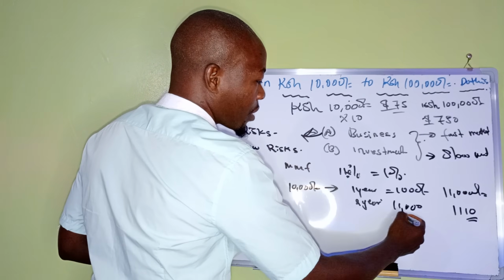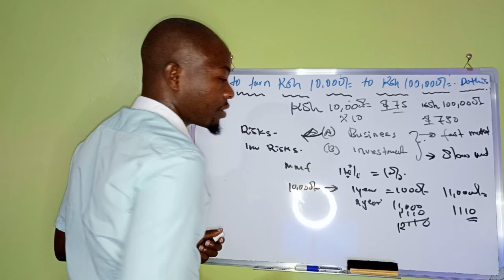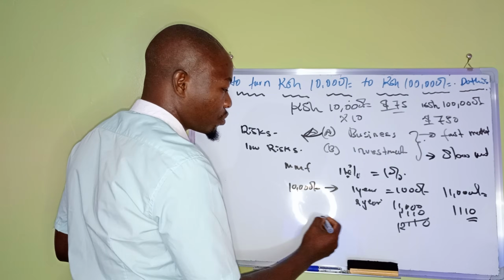Okay. Now, meaning in year two, you'll have yourself the 11,000, all right? 11,000 minus 1,110, meaning you'll have what? You'll have this amount of money. Okay, now, that is year two. You go to year three, year four.